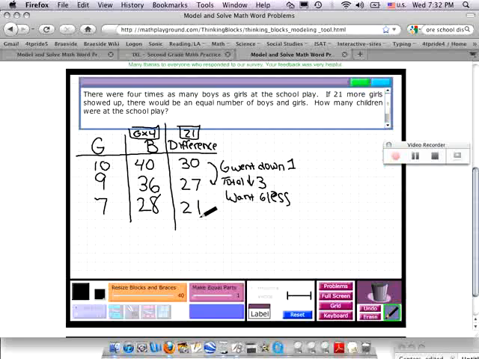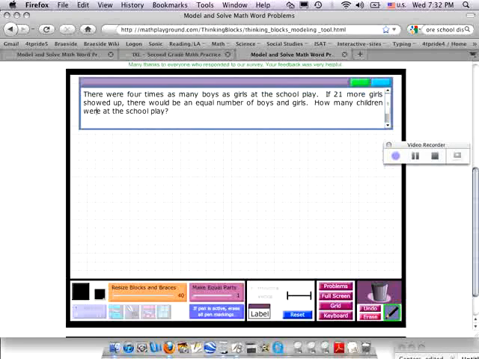So how many children were at the school play? You'd have to go back and add girls plus boys. 28 plus 7 is a total of 35. So the answer to this problem would be 35 children. And we just proved that using a table. If you're more comfortable using the blocks for this problem and you've really gotten comfortable with that, then that's fine. Here's how you would do it using blocks.